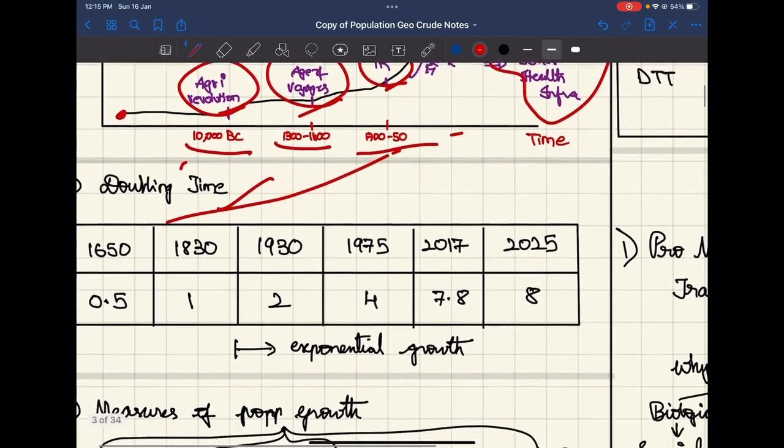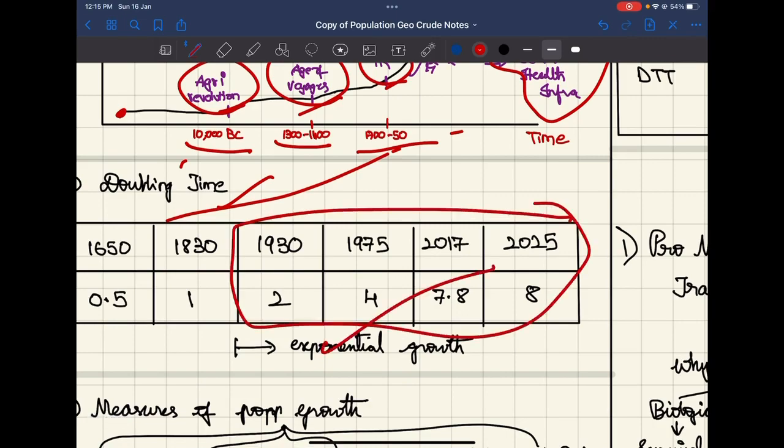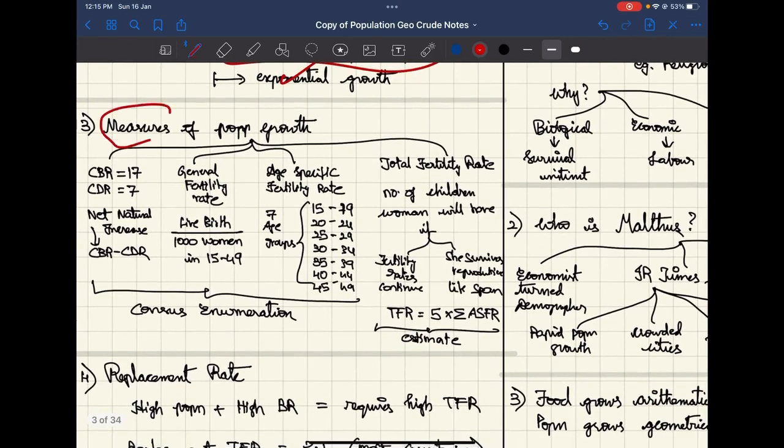So the doubling period, this is the table, and since 1930, there has been exponential growth. So for the measurement of population growth, we have crude birth rate and crude death rate. The difference between them is net natural increase.